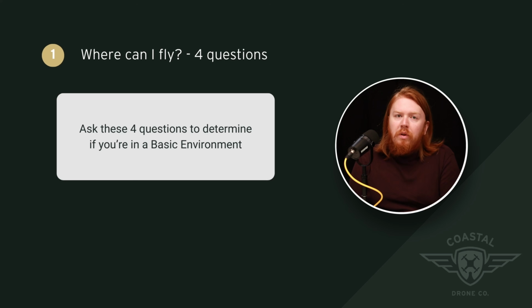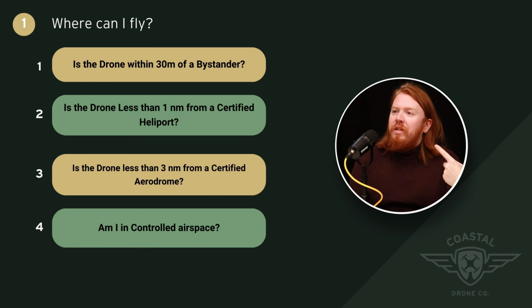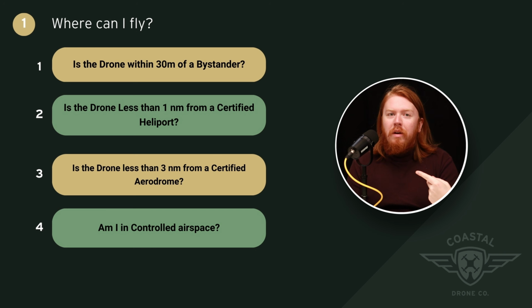So if you want to figure out if you're in a basic environment, if it's a basic flight, you can ask yourself 4 questions. Question number 1, is the drone within 30 meters of a bystander, 30 meters or 100 feet of a bystander? Broadly speaking, a bystander is just defined as anyone not involved in the operation. So if you're flying with your friend and you tell your friend about the operation, that person is not a bystander. They can stand next to you. But if there's someone walking their dog, that person would be a bystander.